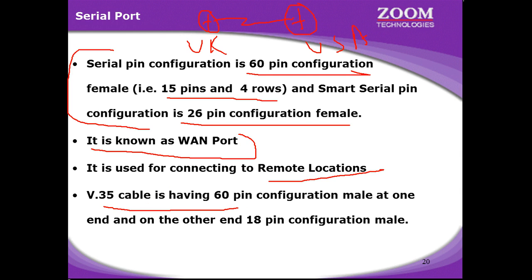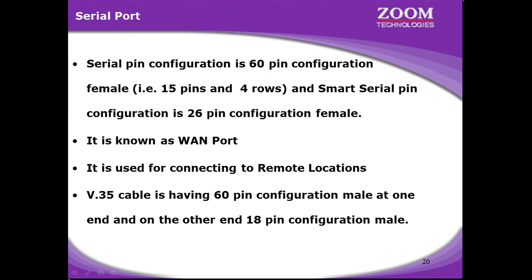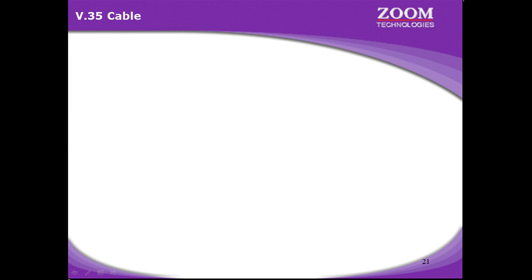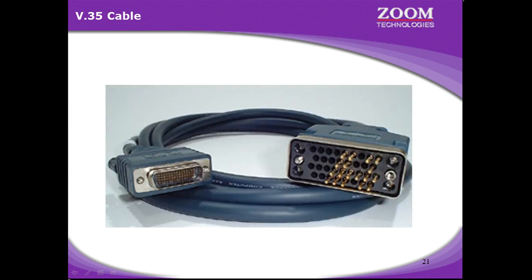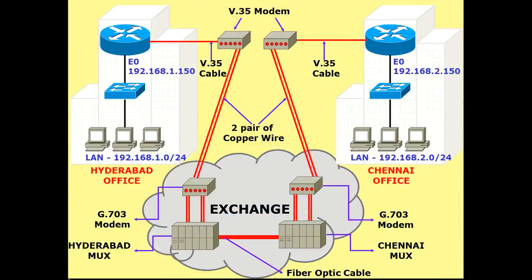The V.35 cable has a 60 pin configuration male at one end, and the other end has an 18 pin configuration. It is used to connect a V.35 modem. You will see here, this is one side. This is the side of the router we connect, and this is the side of the modem we connect. Now you may be confused about where the modem comes into the picture, but you can see here right now, this one.